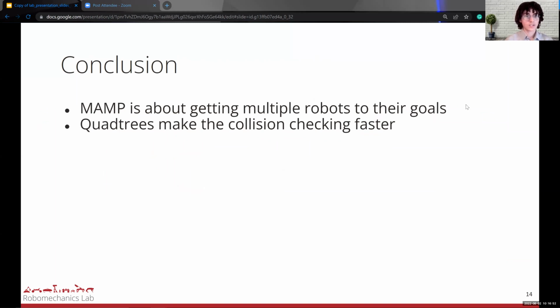In conclusion, MAMP is about getting robots to their goals without any collisions, and quad trees make the collision detection process much faster.